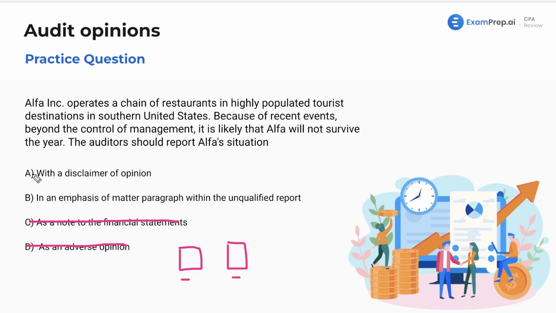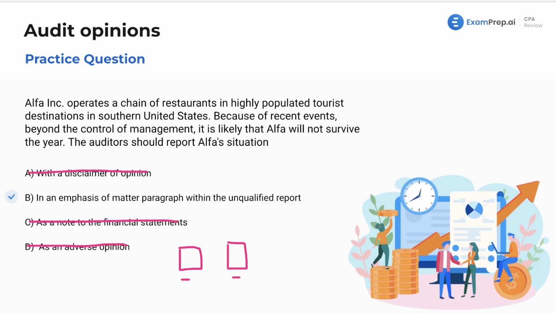We're not going to disclaim an opinion because there's no reason to do that. Disclaimer of opinion is when there's disagreement with management or a scope limitation. We've been through all the reasons. So simply put here, it's going to be an emphasis of matter paragraph, which we also went through with the going concern section in management.